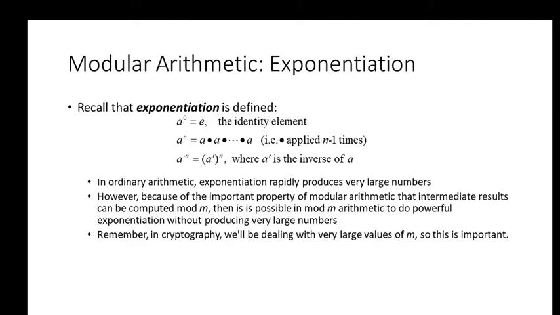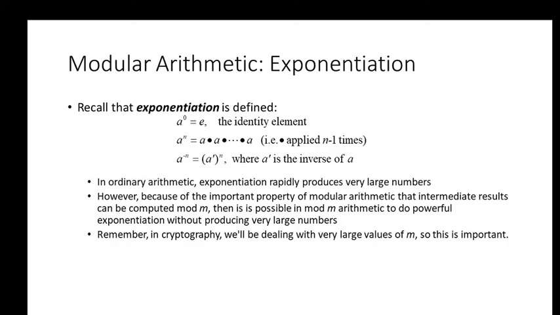a to the power minus n is equal to a dash to the power n, where a dash is the inverse of a. In ordinary arithmetic, exponentiation rapidly produces very large numbers. However, because of an important property of modular arithmetic, that intermediate results can be computed mod m, it is possible in mod m arithmetic to do powerful exponentiation without producing very large numbers.